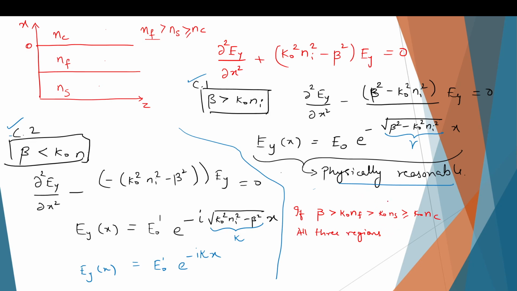If all three regions have decaying solutions, it means there is no light, right? Because as a function of x, for larger and larger x, it's decaying here, and for negative x, what will it be? Like minus x. Anyway, it will decay in all three regions, which means there is no light confinement in any of the regions.